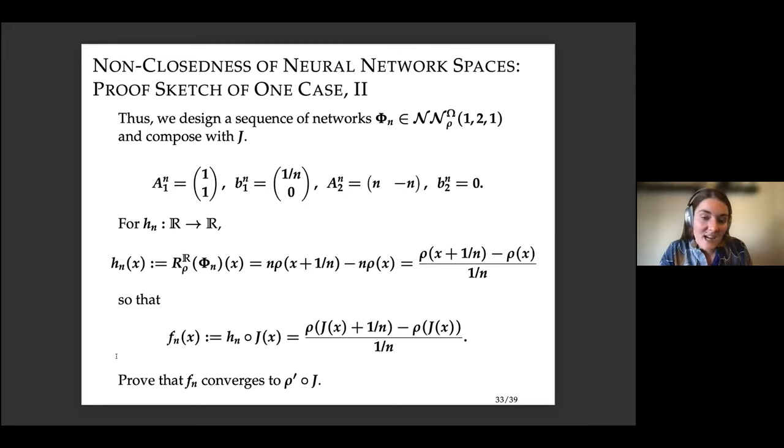Due to the shortness of time, I'm not going to go into details, but it's not too hard to see that what you end up getting is something that approximates this activation function. And you have to use a little bit of trickery to make sure that the convergence is in Sobolev norm, but it's nothing that's beyond basic real analysis.